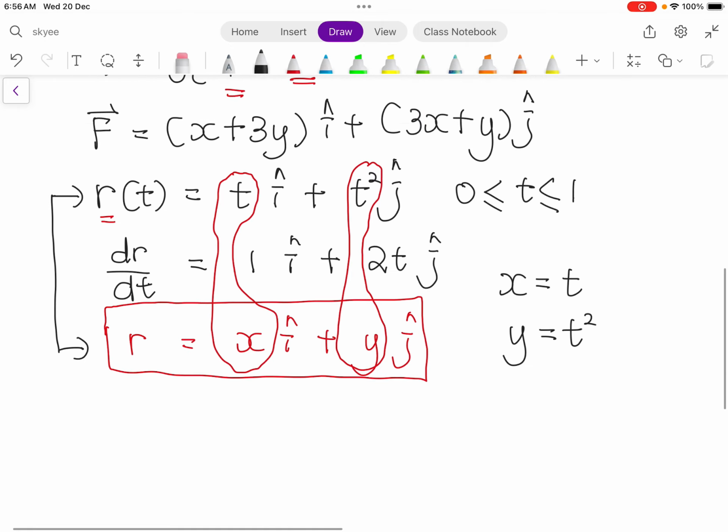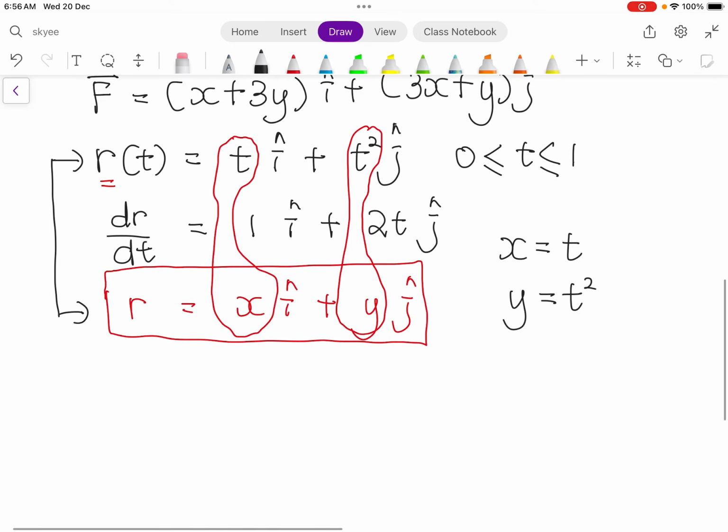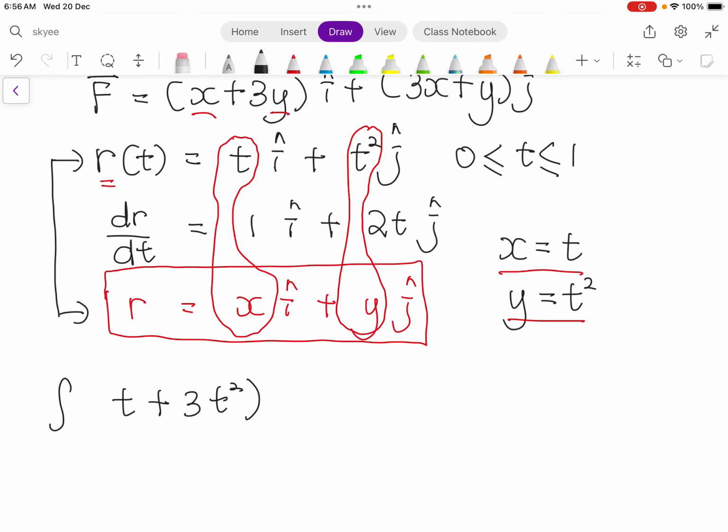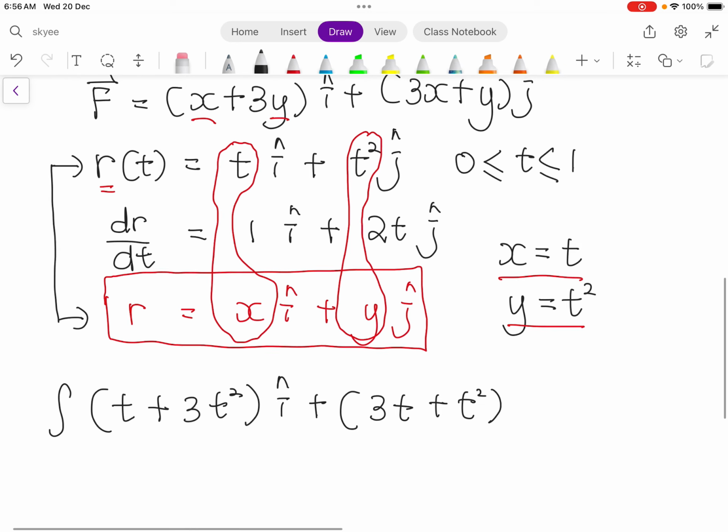Okay, so the purpose of having these two is we want to convert everything into t. So let's write it out. You have the x here, so x is going to be replaced with this, and y is going to be replaced with this. So you have t plus 3t squared, and this is your i, plus 3t plus t squared, and this is your j.